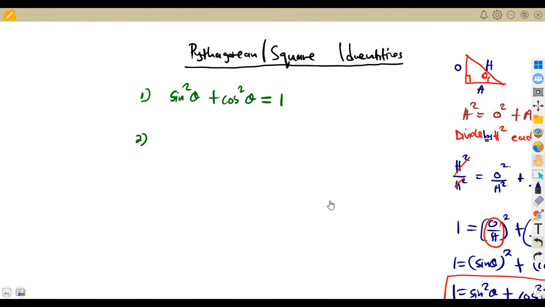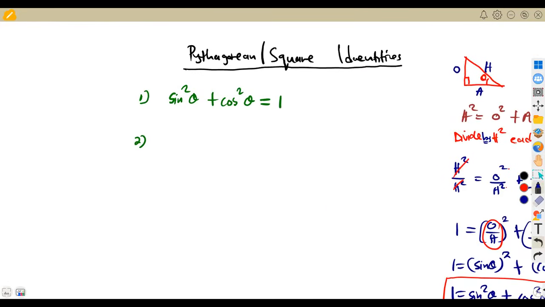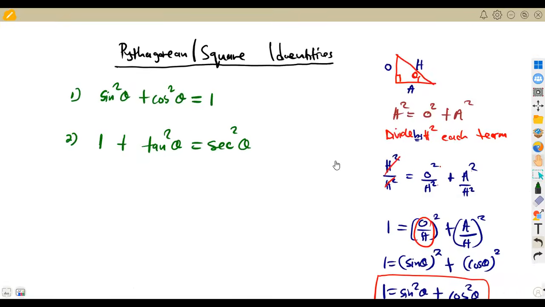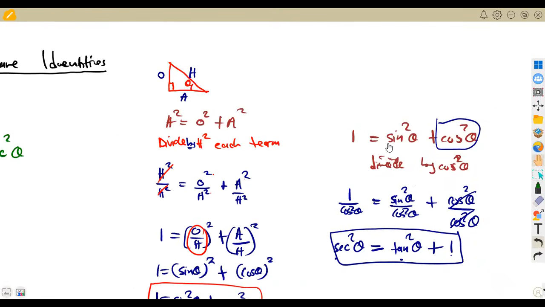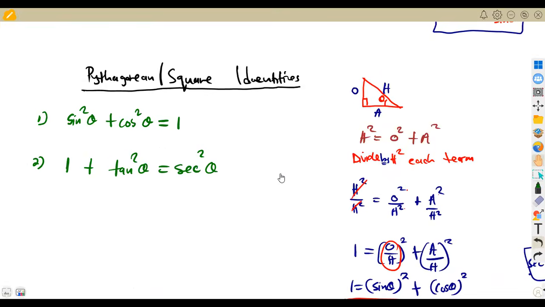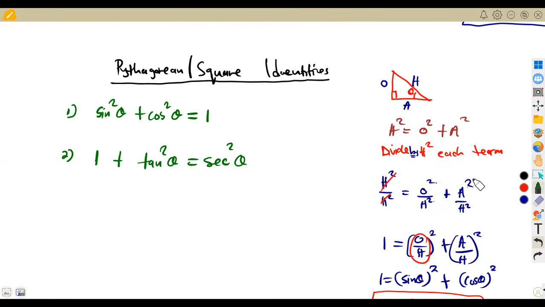So we are going to have another identity. Also, you are given this, but here I just want you to see where it was formulated from. So 1 plus tan squared theta is equal to sec squared theta. Using this, you can also prove the other one. If you divide each and every term by sine squared, we are going to see that at the end, we are going to have 1 plus cot squared theta, which is equivalent to cosec squared theta.